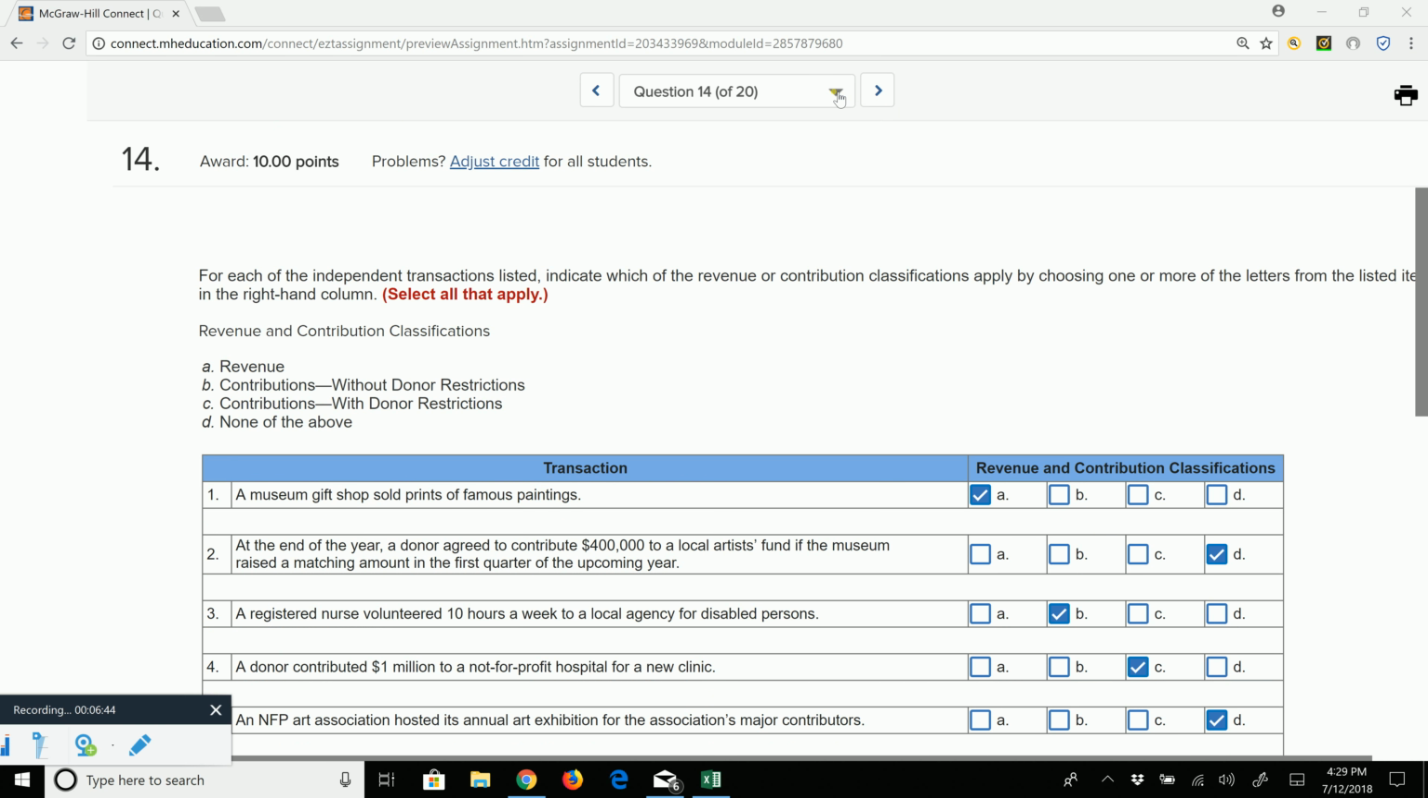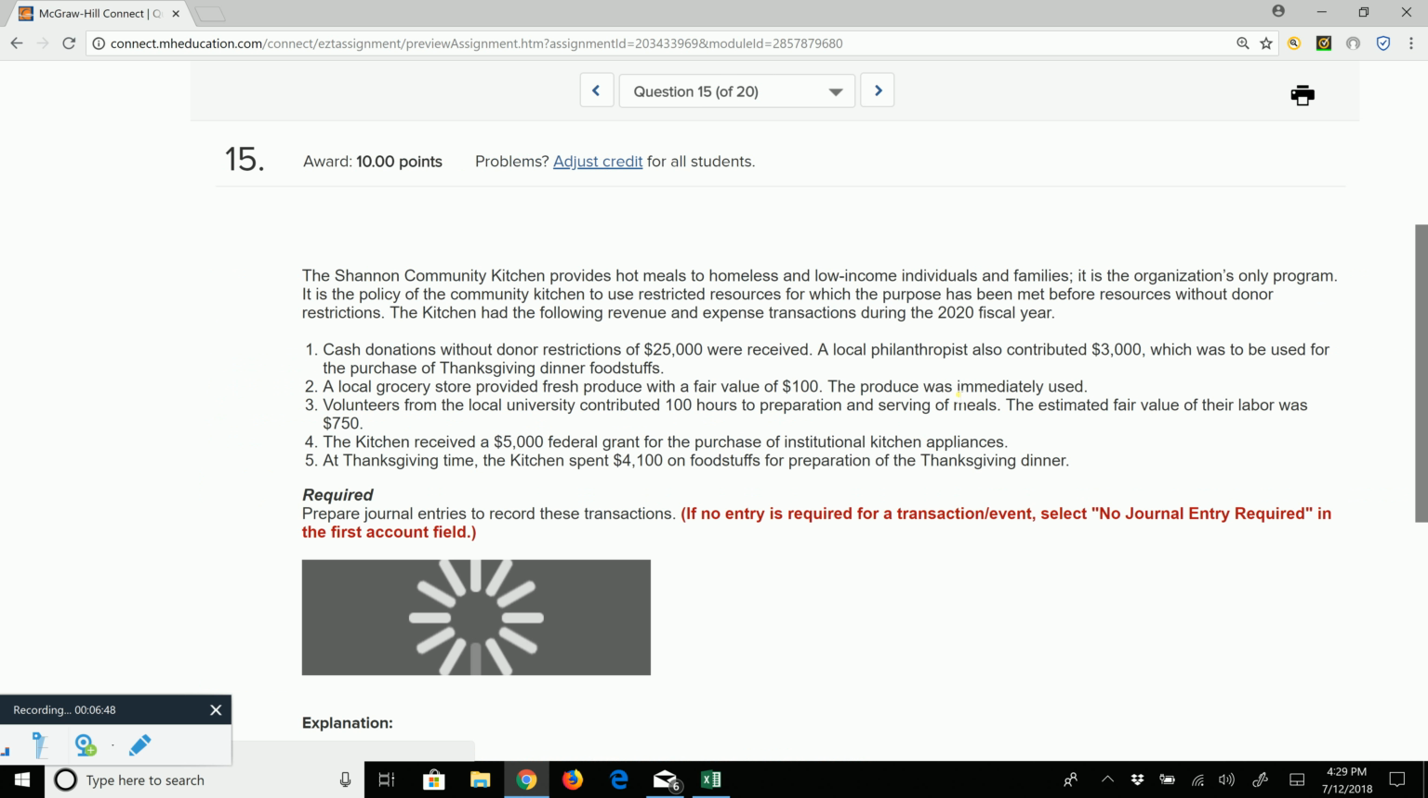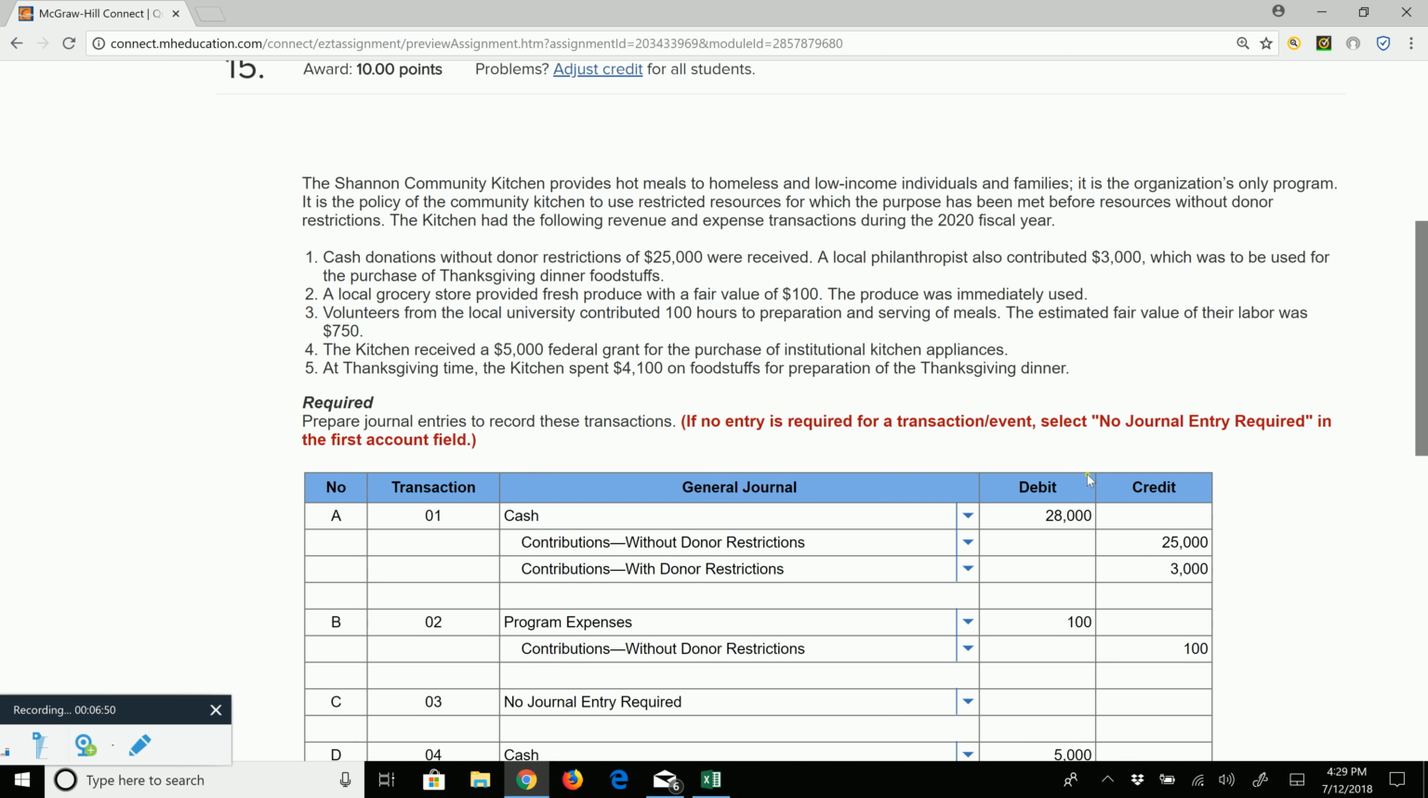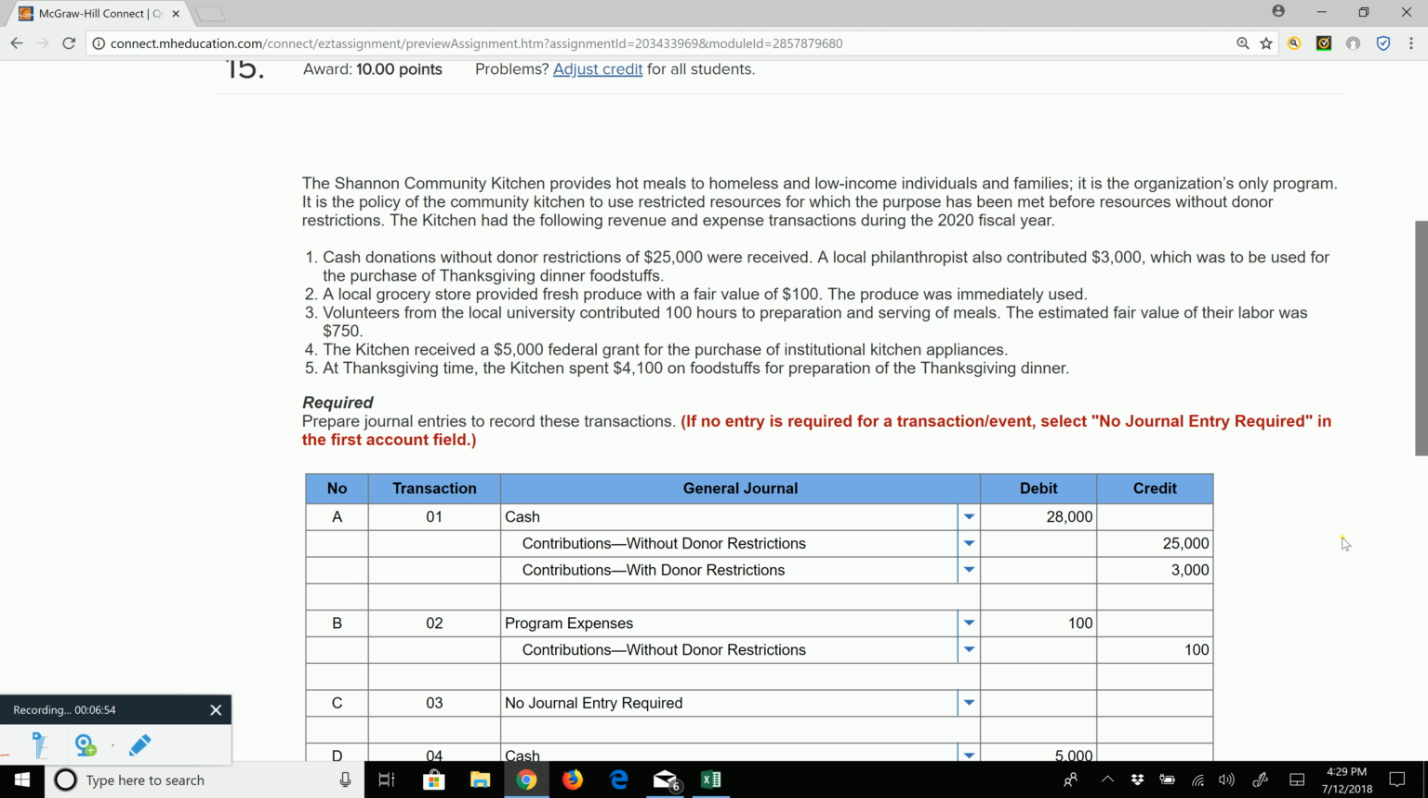Now we're going to take a look at 2 types of nonprofits. All right, so the first one is pretty simple. The next one is a little bit more involved. So let's get used to, and we're going to take a look at journal entries here. Here we have a soup kitchen. So the Shannon Community Kitchen provides hot meals to homeless and low-income individuals and families.